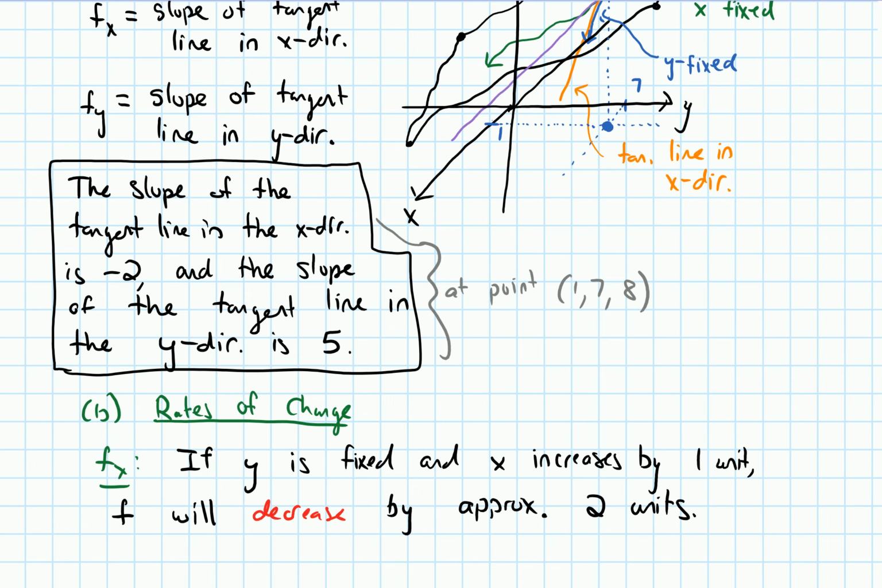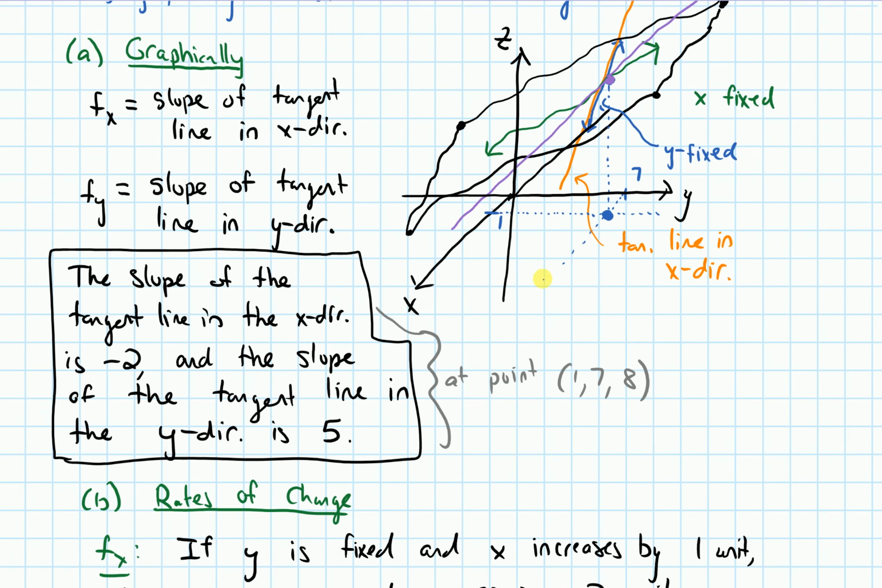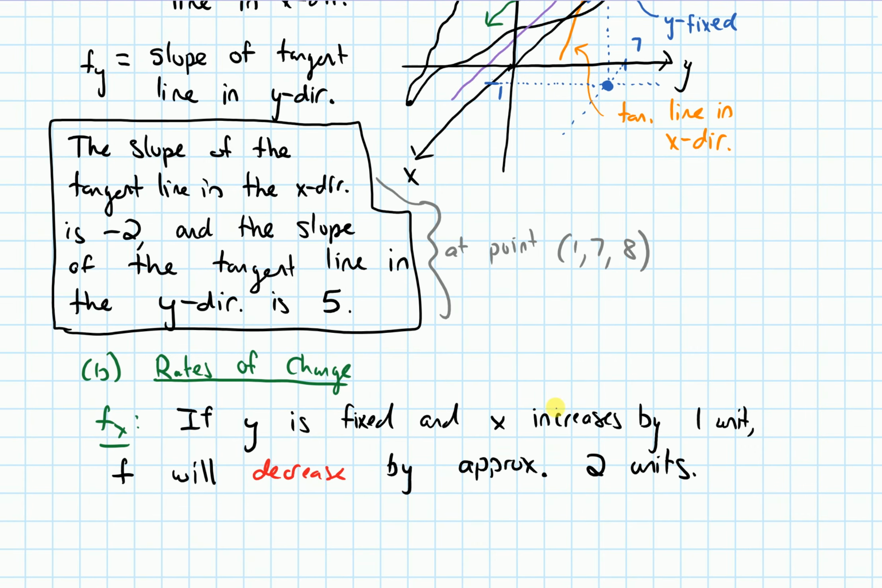And I can see that from the graph. From the graph, it does look like as x gets bigger, so as we move this way from our point up there, as we move along this orange tangent line, as x gets bigger, the z values are getting lower. They're getting smaller and smaller. So that's good. We're saying that as x increases by 1 unit, our function will decrease by approximately 2 units. And by f here, I'm talking about the outputs of the function, which are the z values.